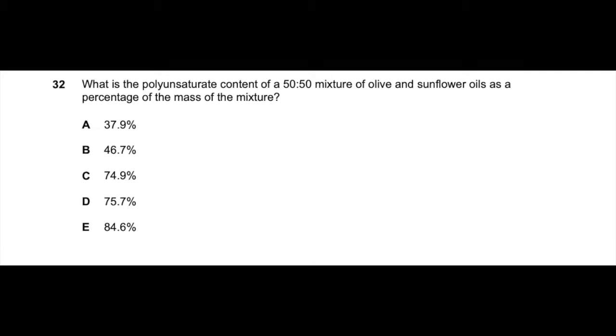Question 32. What is the polyunsaturated content of a 50-50 mixture of olive and sunflower oils as a percentage of the mass of the mixture? The correct answer is A because of the following. In olive oil, there are 10 grams of polyunsaturated fat per 100 grams. In sunflower oil, there are 65.7 grams per 100 grams. Therefore, the polyunsaturated content in a 50-50 mixture of these oils is 65.7 plus 10, divided by 2, equals 37.85 grams, or 37.9 grams in 100 grams, which is 37.9%. Therefore, option A is correct.